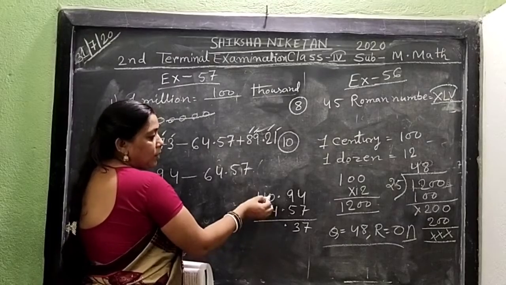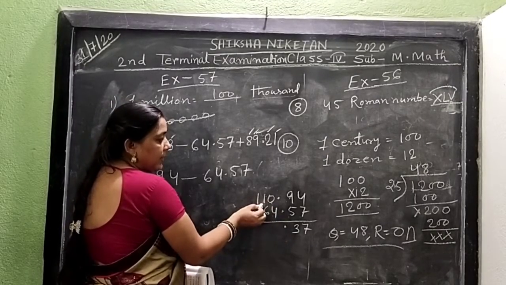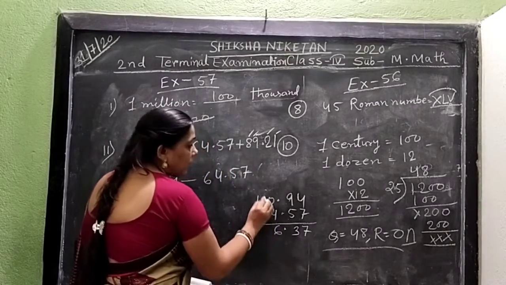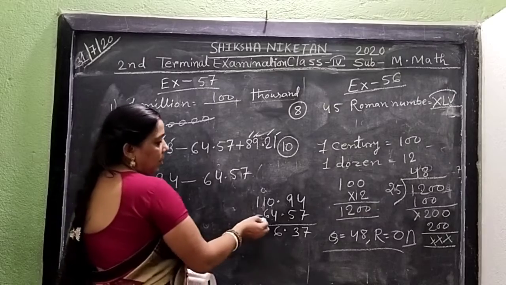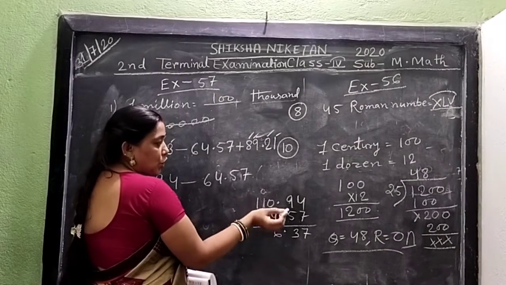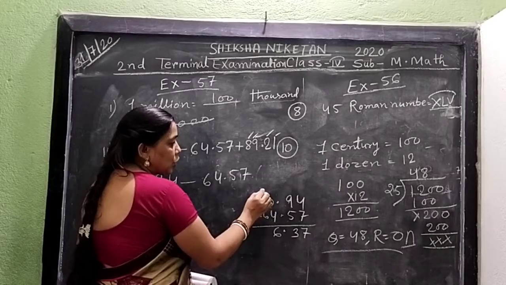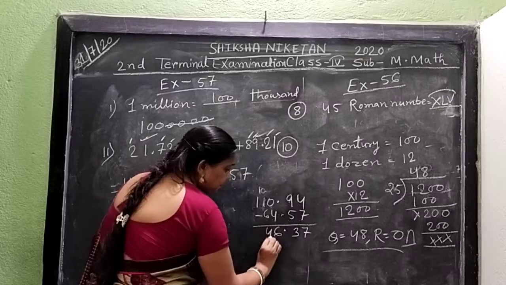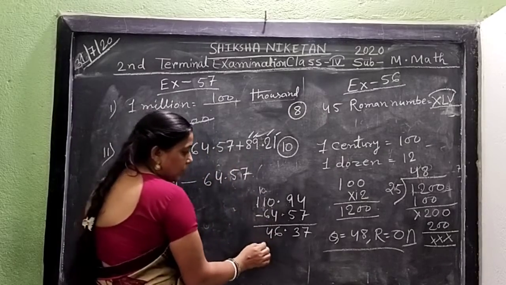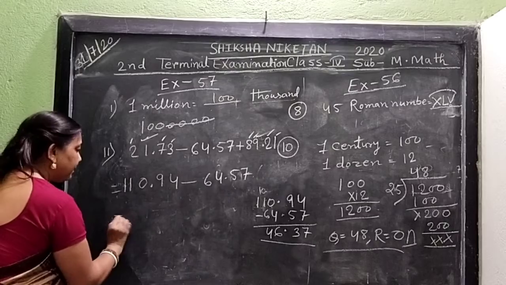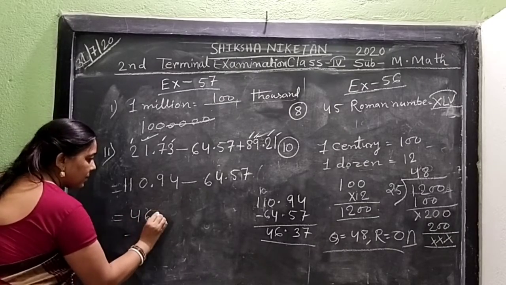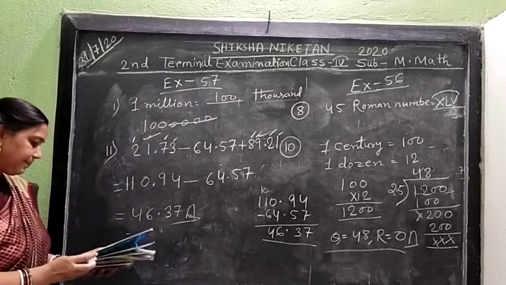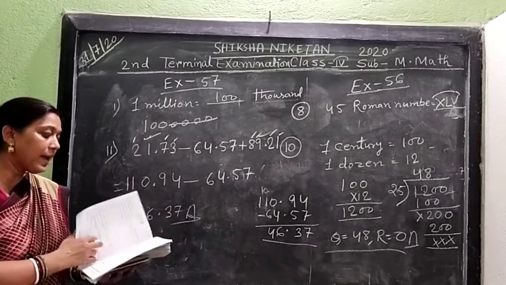We subtract 4 from 0. 0 is no number, so take carry. 0 became 10. We subtract 4 from 10, 6. 1 became 0. Then we subtract 6 from 0. 0 is no number, so take carry. 0 became 10. We subtract 6 from 10. Answer is 4. 1 is no. So answer is 46 decimal 37. Okay. Everyone practice all maths at your home.